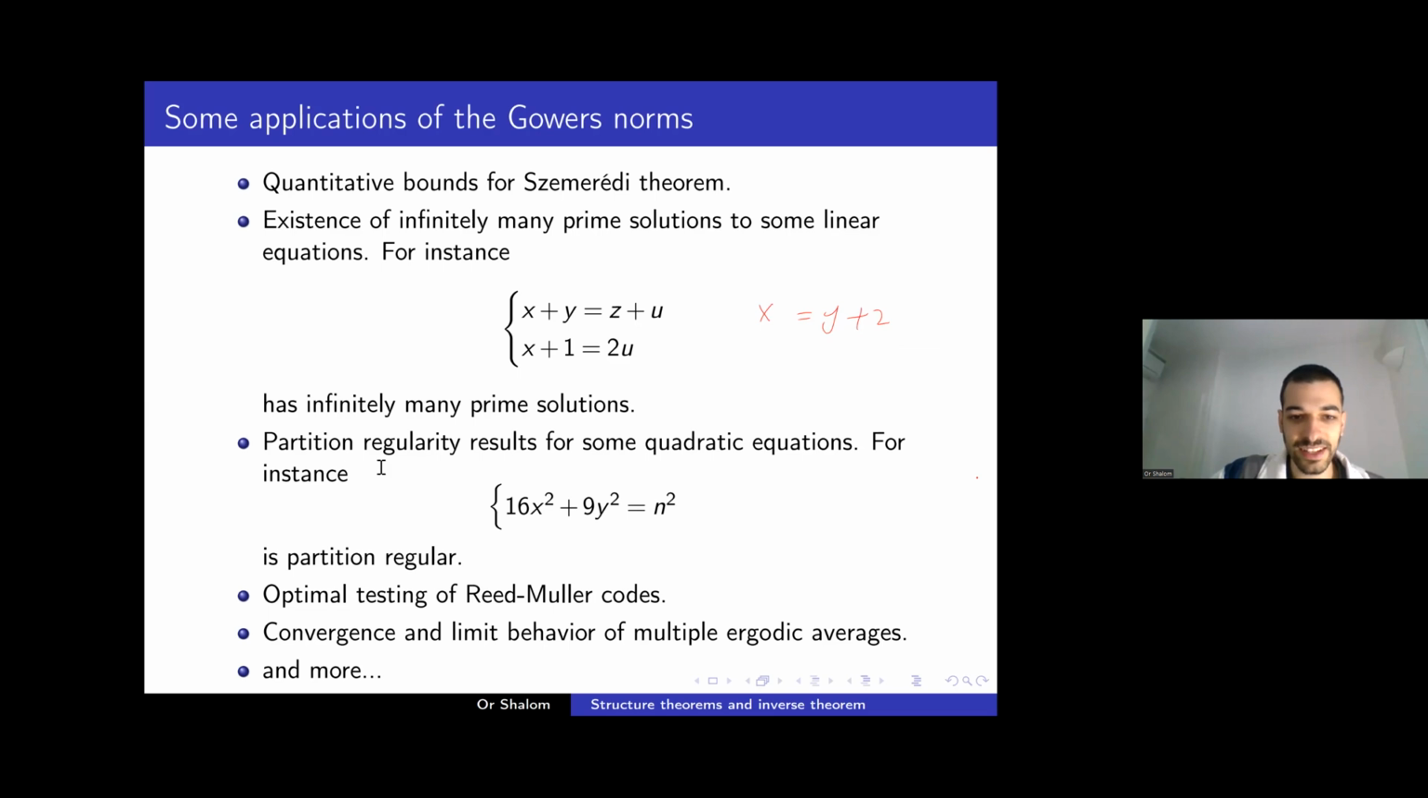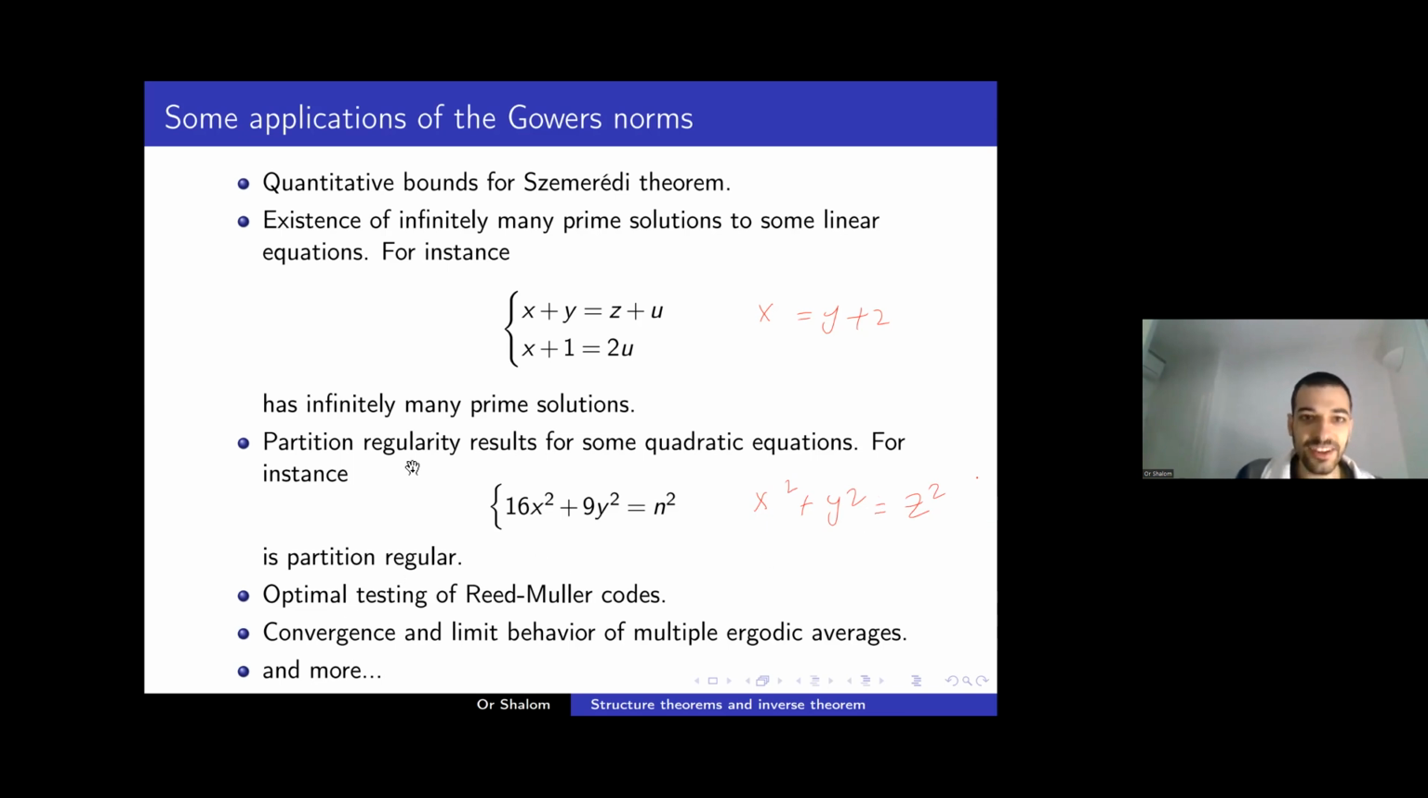Another example is something called partition regularity. In this case, quadratic equations. So partition regularity is when, whenever you decompose the set of natural numbers into finitely many sets, one of the sets contains a solution, in this case x and y, which solve this equation. And the main problem in this area is the partition regularity of Pythagorean triplets, which is still an open problem.